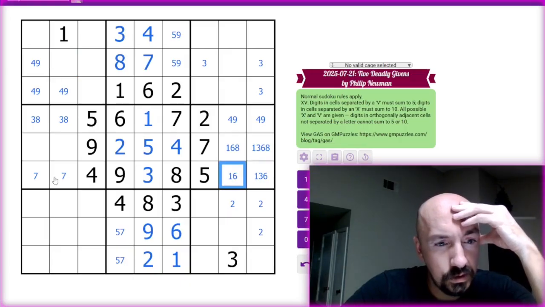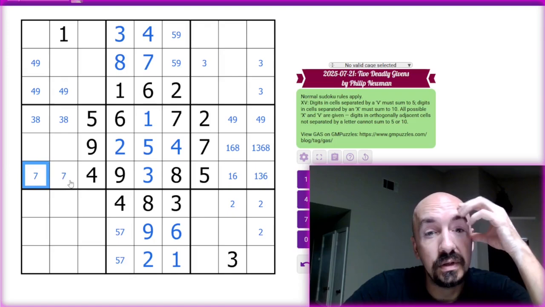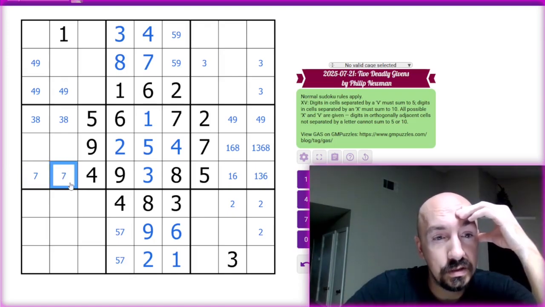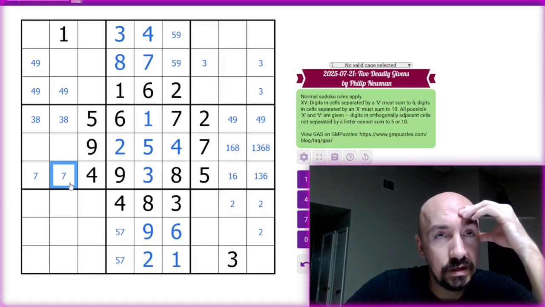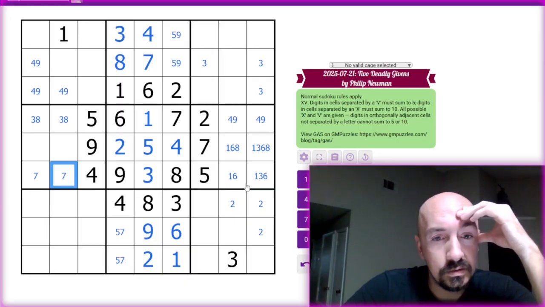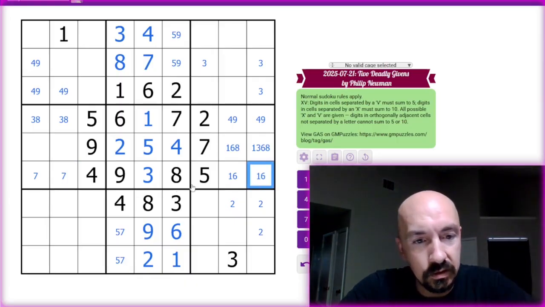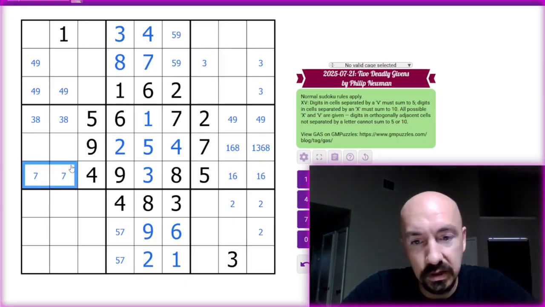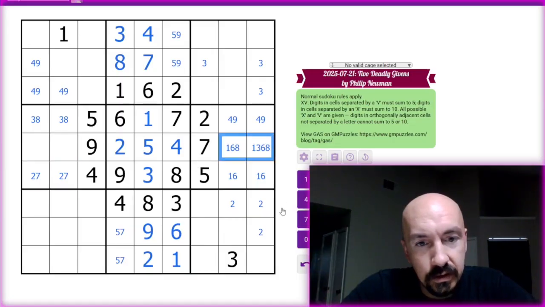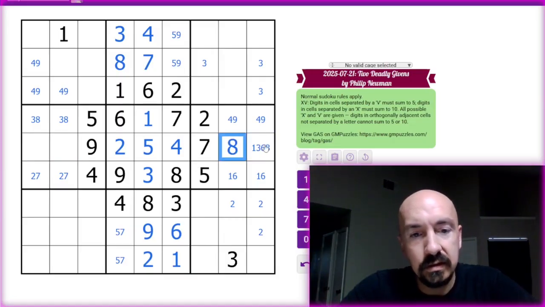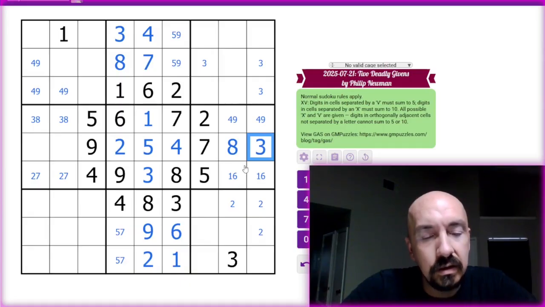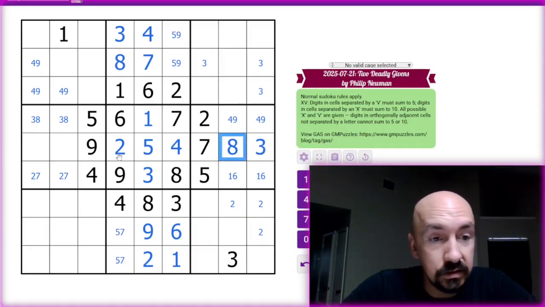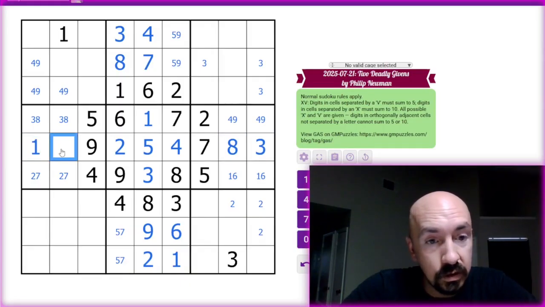Okay, 1, 3, 6, and 7. This cannot be a 1 or a 6, so this is a 3 or a 7. No, sorry, that's not a 3. What am I doing? That's a 2 or a 7. So this is a 2, 7. So this is an 8, and then that's a 3. Okay. Oh my goodness, this is getting to me. That's a 1, so then this is a 6.